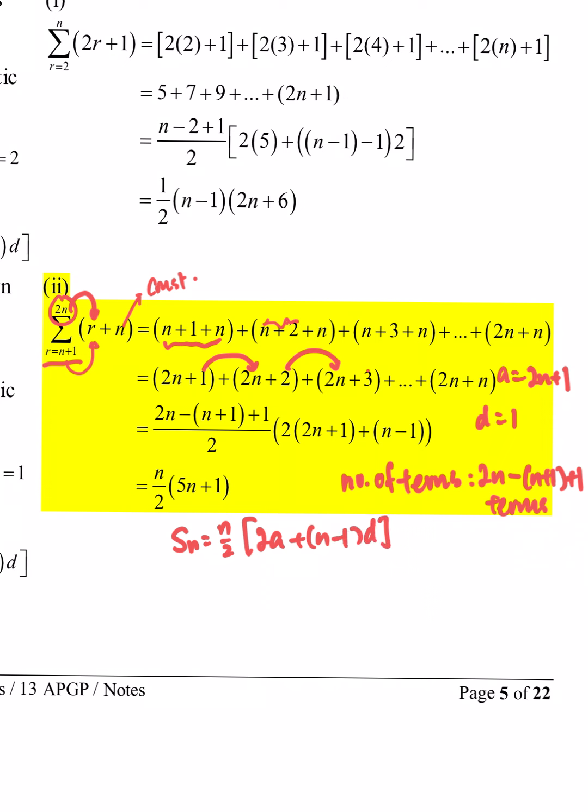Now, do take note and don't confuse yourself. The n here refers to the number of terms, the total number of terms in the summation, in the series. So substitute in the values into this formula. You will obtain n over 2, 5n plus 1.